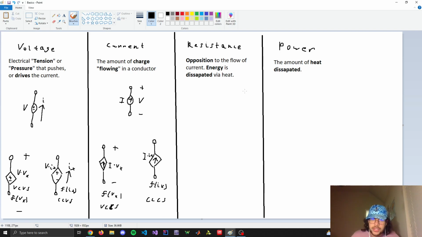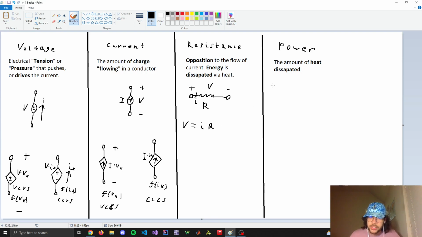Nice. So next, resistance, which is the opposition of the flow of current, and where that current goes, that's lost, it's energy that's dissipated through heat, so it becomes heat. So we use resistors to limit the amount of current flowing in a piece of wire. And we all know if current's flowing through a resistor, then there's a voltage across it, or vice versa. It's all related through Ohm's law, which is V equals I R.